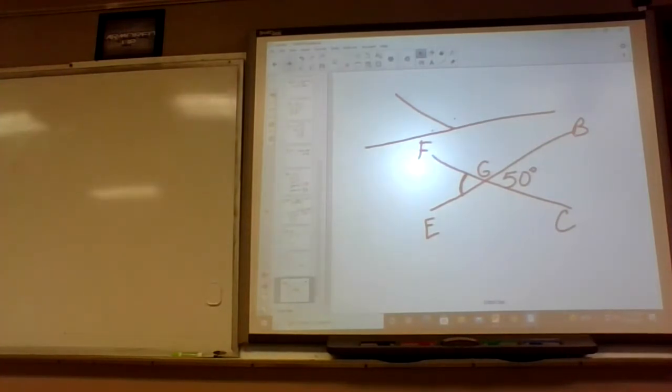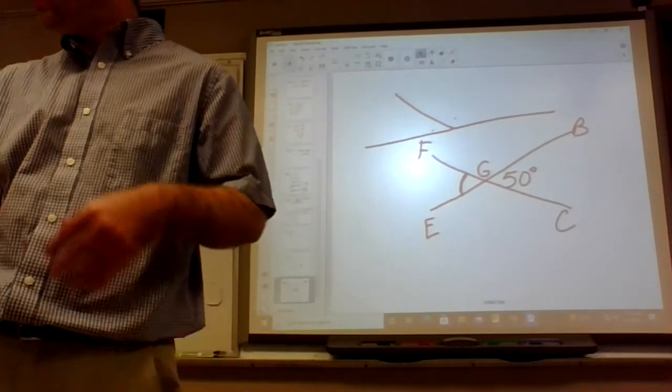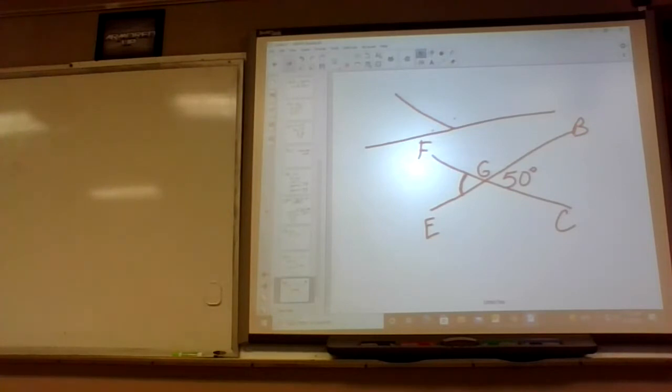Okay, number 11 says find the measurement of angle BGD. What does that have to be? Yes, it looks like 90. It has to be 90 because it has an adjacent angle that's 90. So adjacent linear pairs, if one's 90, the other's 90. So it's just 90?